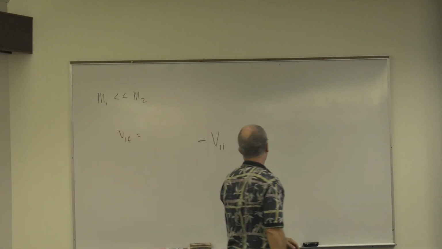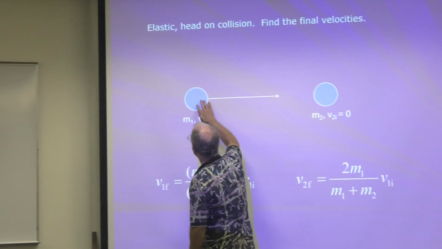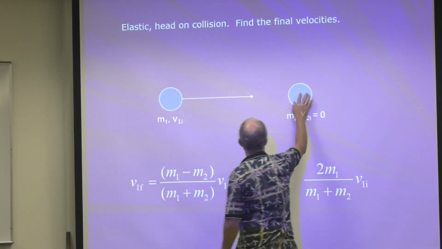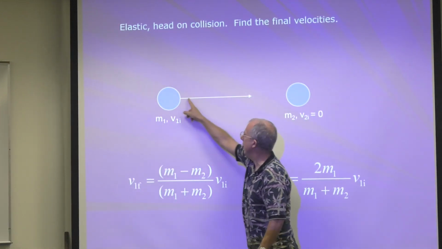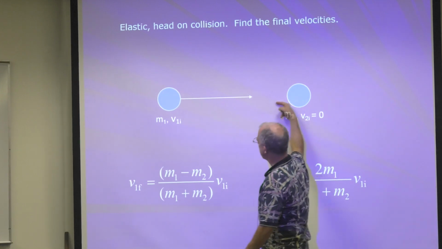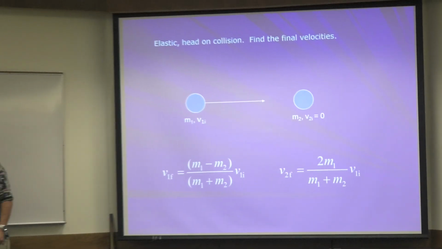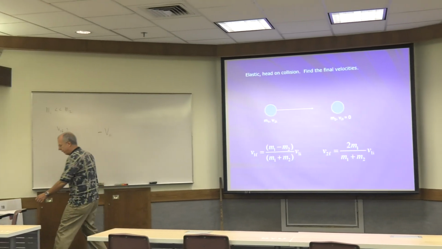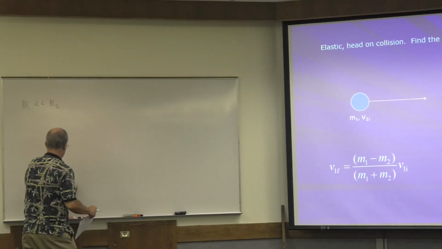So what does that mean? It means that if this is super light and this is super massive, and it has some initial velocity, it's just going to hit this guy, turn around, and go back with the same speed. The same speed.